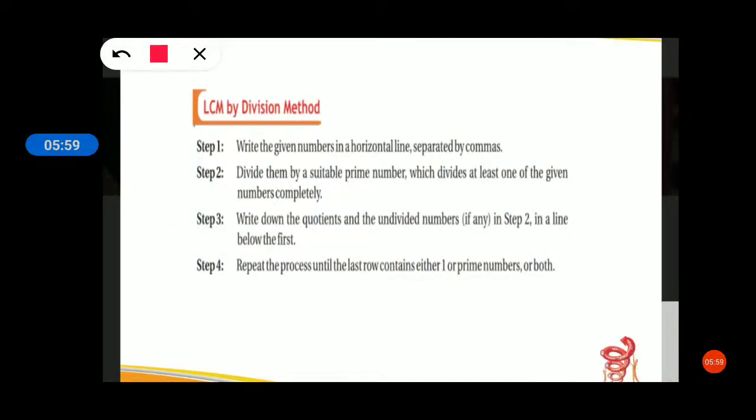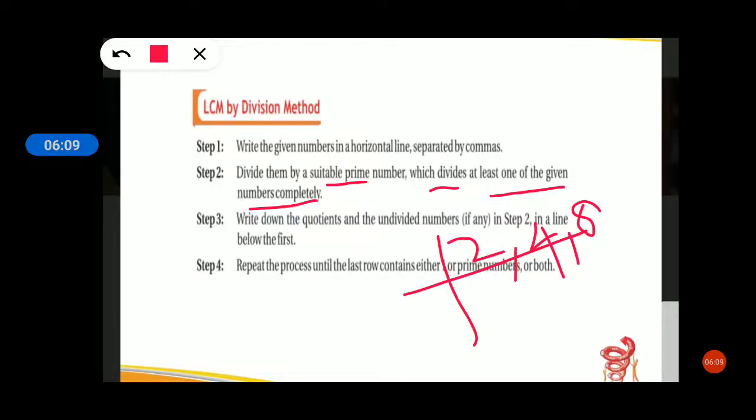See the next step. Divide them by a suitable prime number which divides at least one of the given numbers completely. Now I have written 2, 4, 8. Just divide these numbers by a prime number. What is the first least prime number? 2. See whether this 2 will divide at least one of the numbers completely. 2 table, yes, it divides completely. So I am putting 2 here.